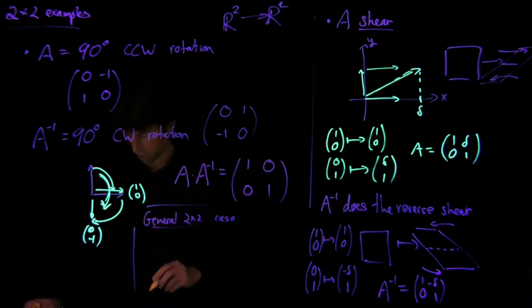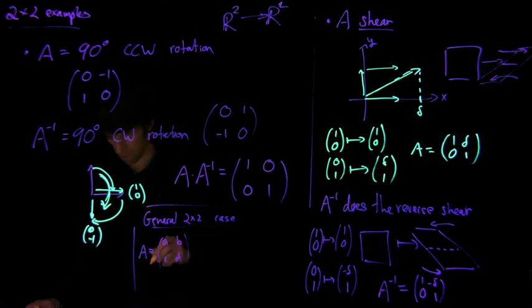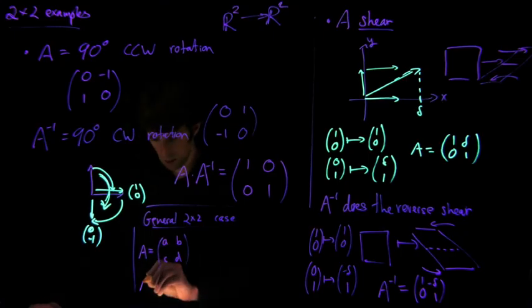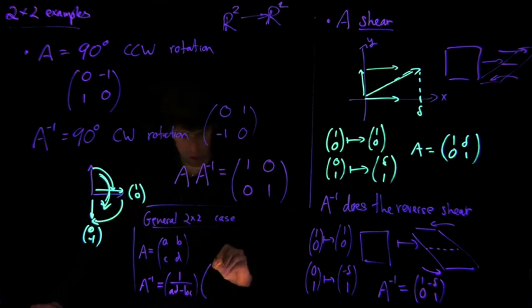So the 2x2 general case is some completely arbitrary 2x2 matrix A, B, C, D. And the inverse is going to be 1 over AD minus BC, so this is some scalar number in front, times the matrix D, A, with minus B and minus C.